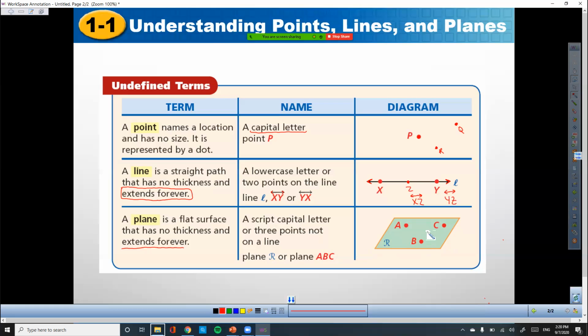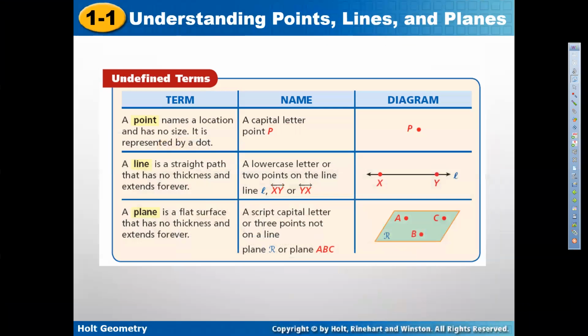Okay, so if I had any other points, for example, let's say I have point D here, this plane could also be named by any 3 points on that plane. It can be plane A, D, C, or plane B, D, C. Again, you can pick any 3 points on that plane as long as those 3 points are not on the same line. Right, so that's what a point, line, and plane are.